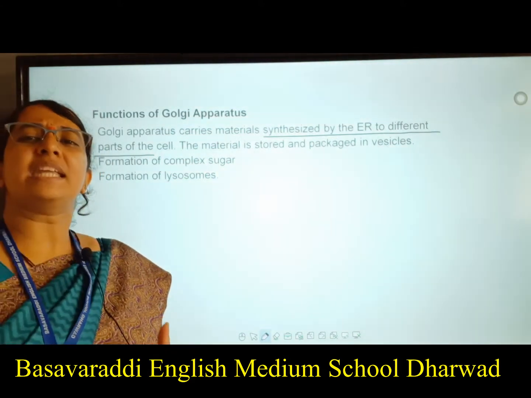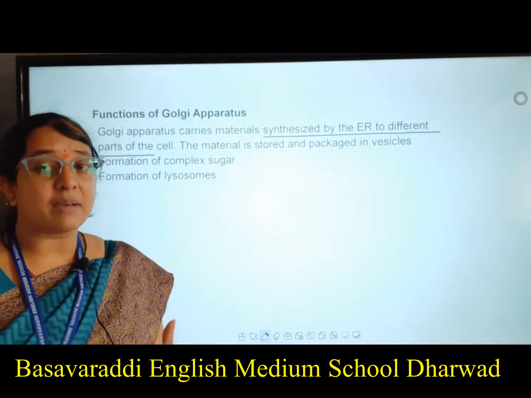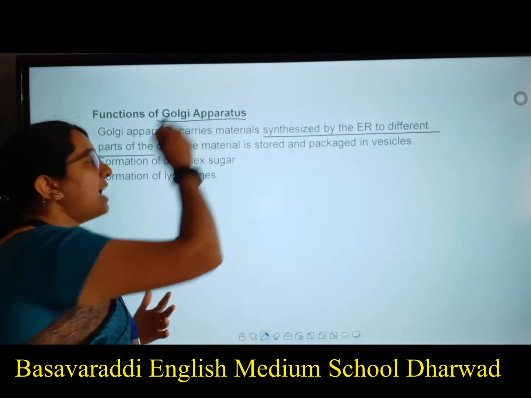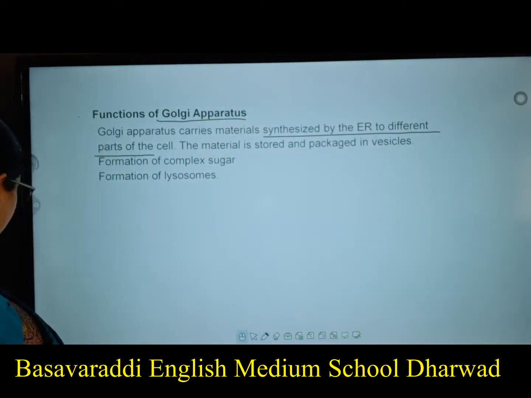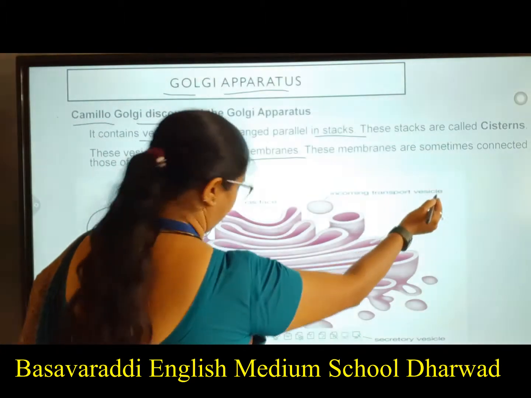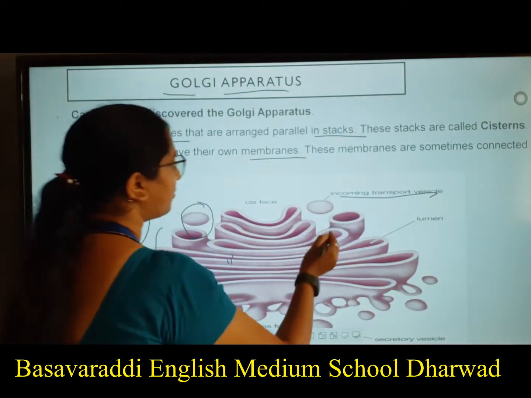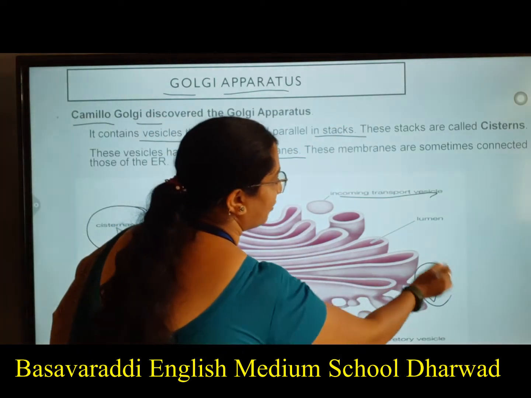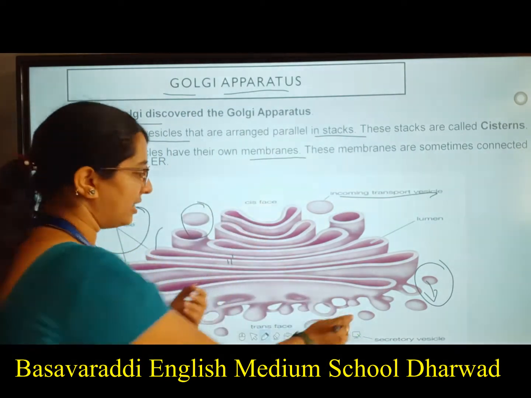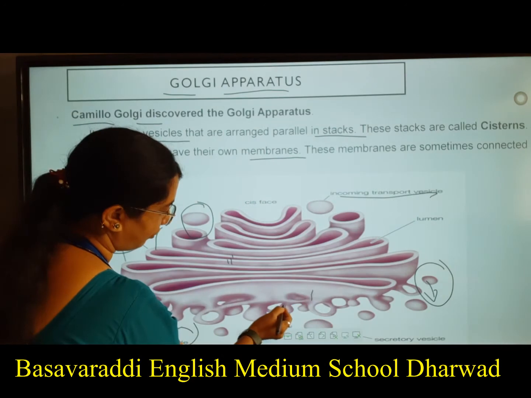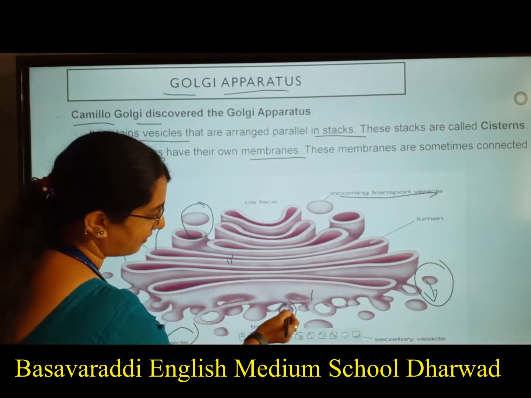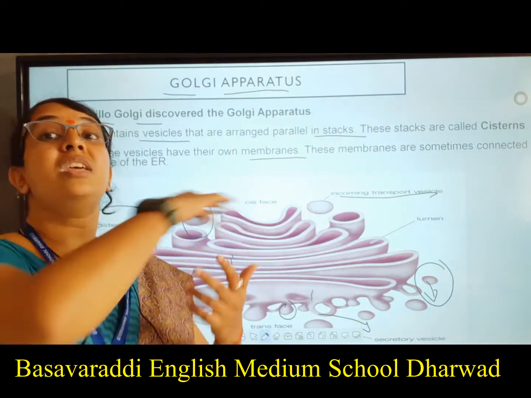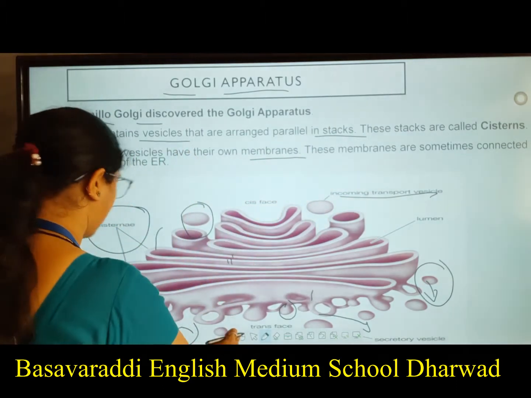All the materials that are being synthesized in your endoplasmic reticulum are carried to the different parts of the cell by the Golgi apparatus. In the structure itself, you can see the transport vesicles. If anything comes inside, it moves out in vesicle form. The messenger is covered, comes inside, slowly forms a loop, and the vesicle forms and moves. In this way, transportation takes place within the different parts of the cell. That is the main function here.